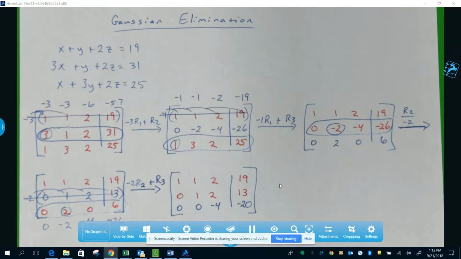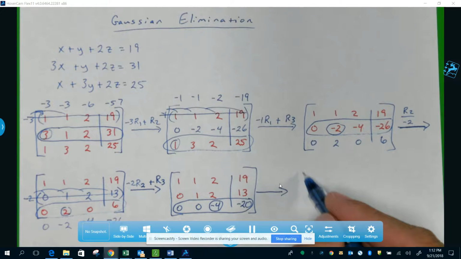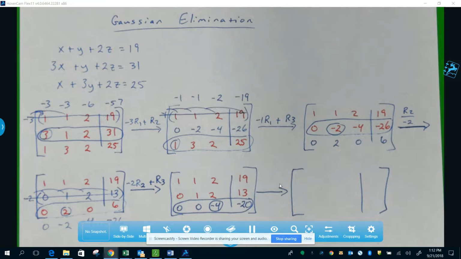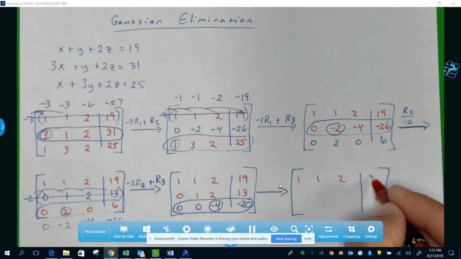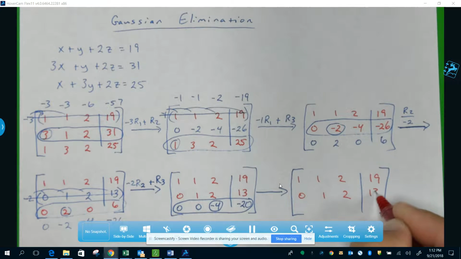Now my last target, this one right here, needs to turn into a 1. So I'm changing, oops, I didn't give myself enough room. I'm changing row 3. So rows 1 and 2, I'll transfer those over: 1, 2, 19, 0, 1, 2, 13.